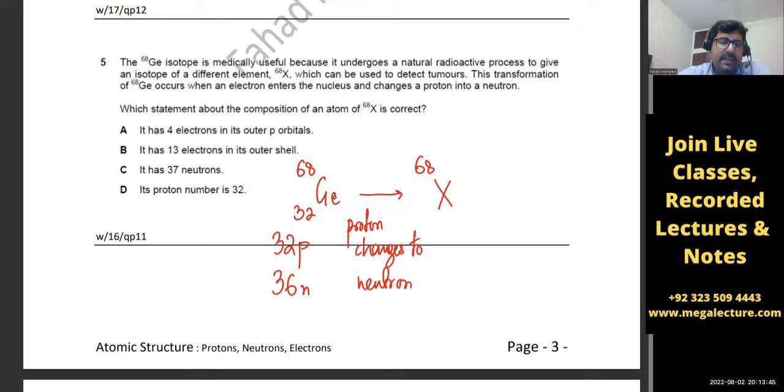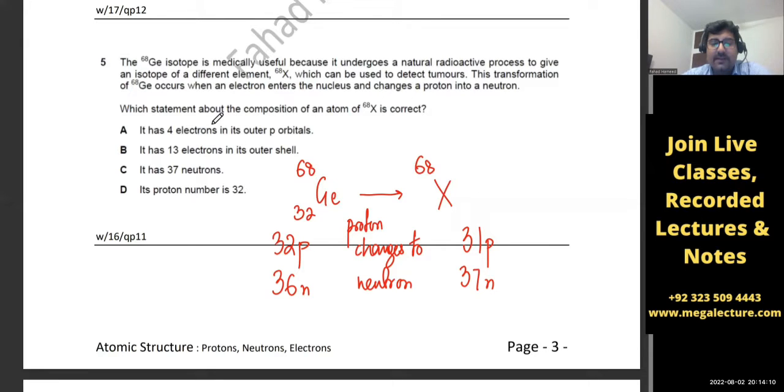So he said that a proton changes to a neutron. So this X will have 31 protons, and since a proton changes to a neutron, it's going to be 37 neutrons. That's why you're getting the same atomic mass, nucleon number. That's 31 plus 37 still gives you 68. Now, which statement about the composition of this is correct?